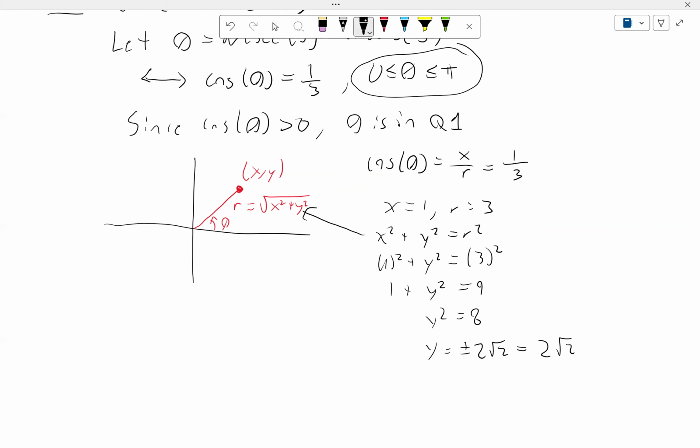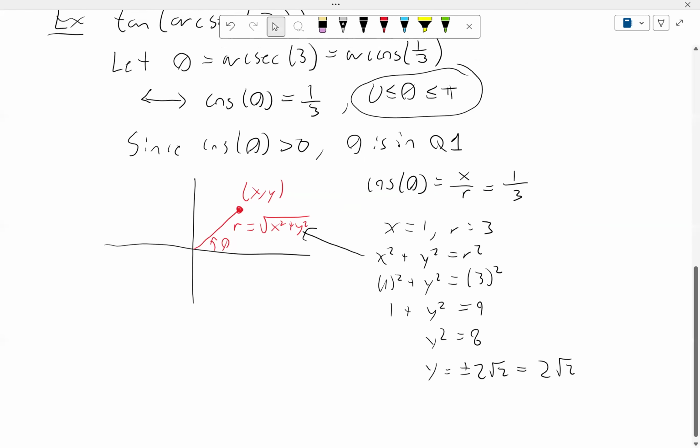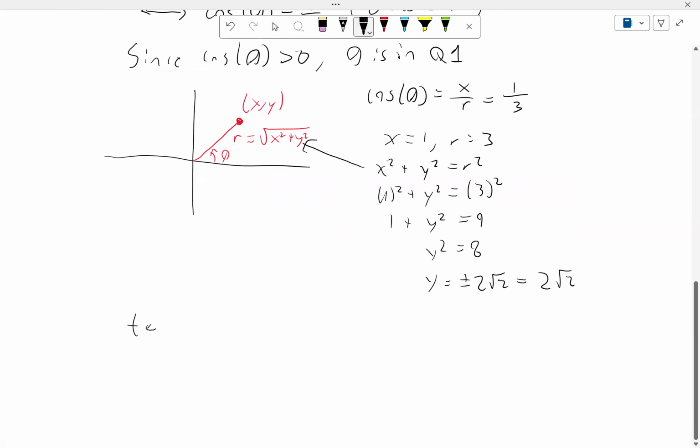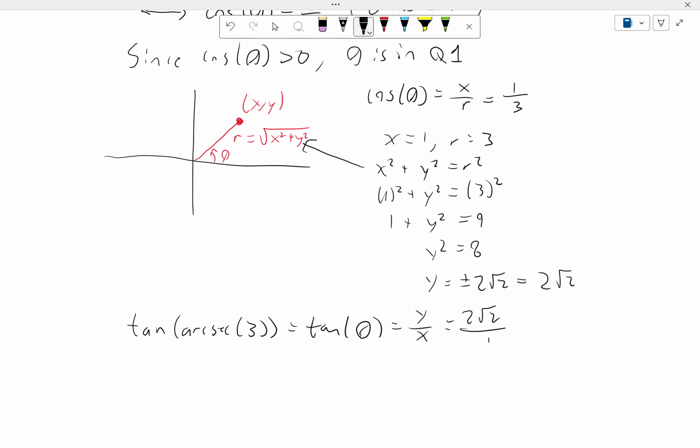So now we have our x and our y and our r, and we're trying to compute tangent of arcsecant of 3. Okay, just to make sure there. So tangent of arcsecant, let me write a little bit neater than that. Tangent of arcsecant of 3 is the same thing as tangent of theta. We defined theta to be arcsecant of 3. So then tangent of theta, well, that's just equal to y divided by x. Okay, so that's going to be 2 square root of 2 divided by 1, which is just 2 square root of 2, an exact value.